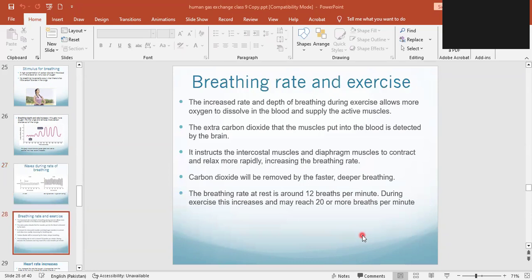Now, breathing rate and exercise. When you are exercising, your metabolism increases, your blood flow increases, and your cells need more oxygen for respiration so they can contract. And where does this oxygen come from? From the blood. It means the heart has to work more, so your heart rate will increase. And where is this oxygen coming from? It is coming from the lungs, right? So your lungs have to perform faster. You will be breathing much faster, so your breathing rate will increase during exercise.